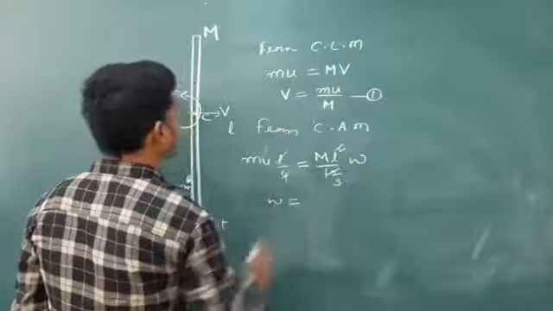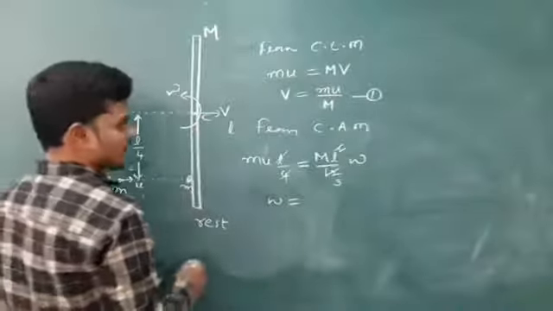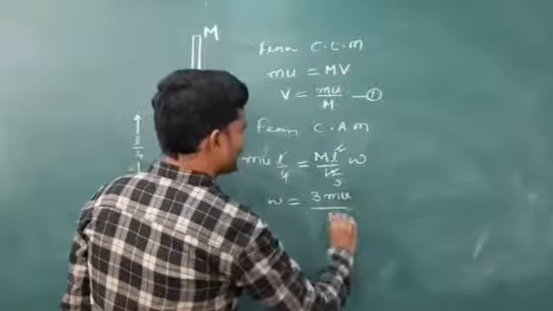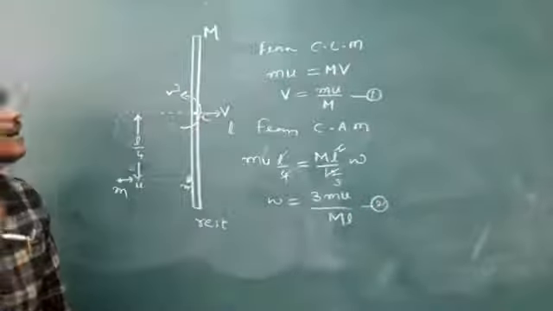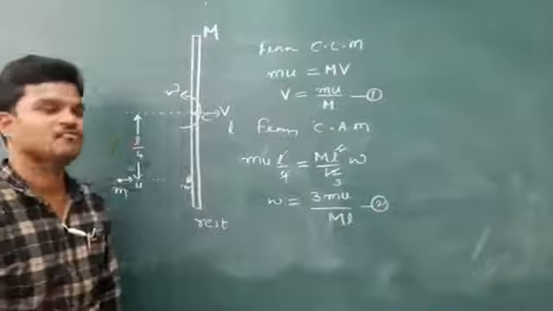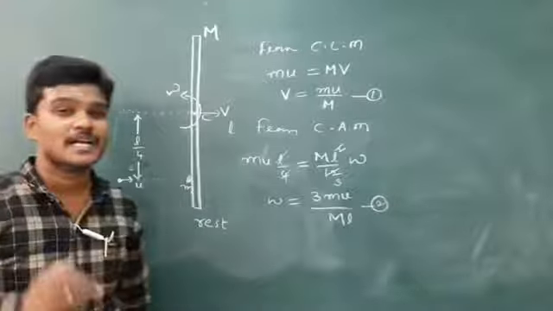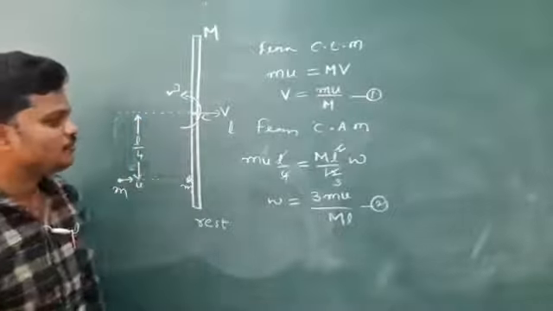So omega is the angular speed of the rod after the collision, and omega is equivalent to 3 small m small u by capital M L. So I got omega, I got v. V is the velocity of the center of mass of the rod. Omega is the angular speed about its center. And this is at a distance of L by 4.